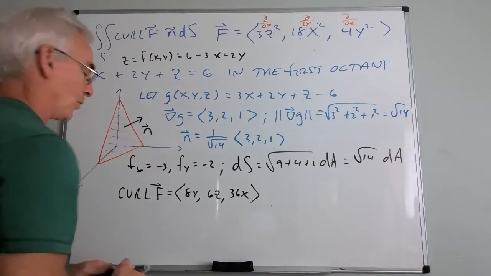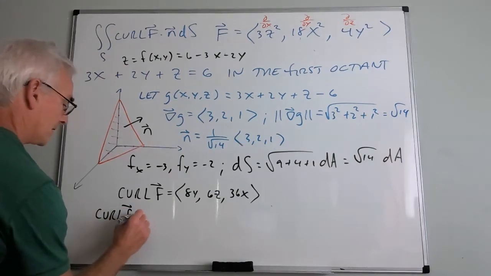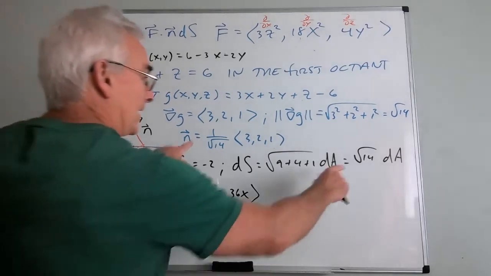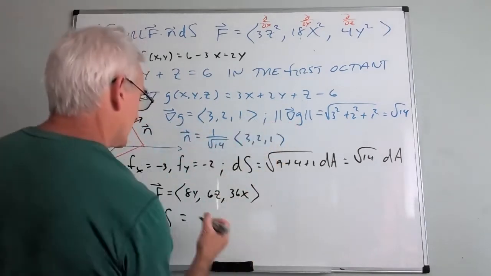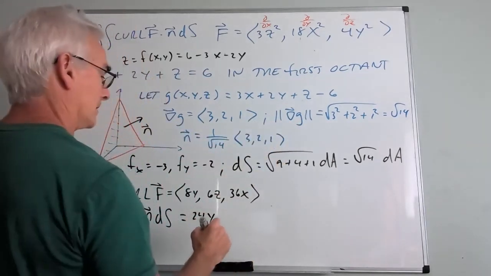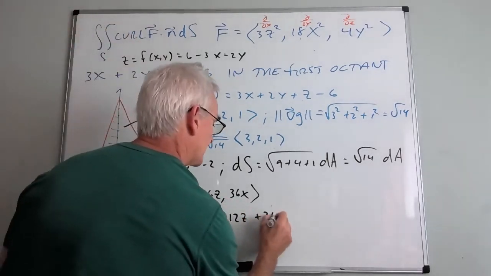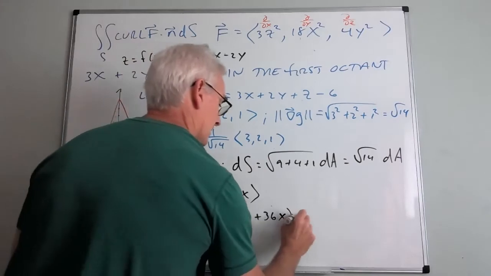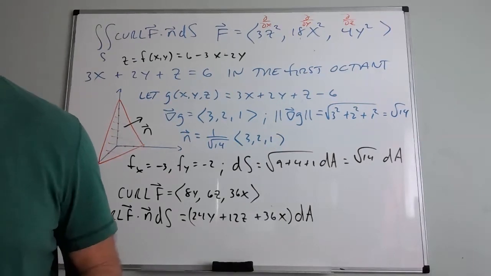Okay, we can do this all at once, and I'll write it here. Curl of f dotted with n ds. All right, so then that way I can cancel the root 14s. So I'm doing curl dotted with this. So that would be 24y plus 12z plus 36x dA. Okay, this is where we are right now. Okay, so hopefully everybody recognizes that.